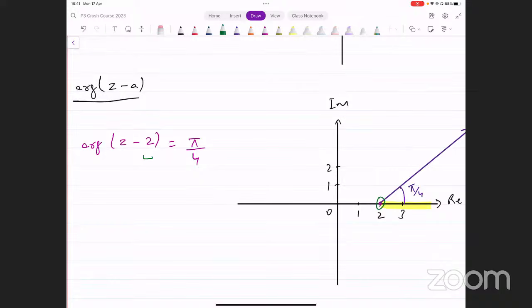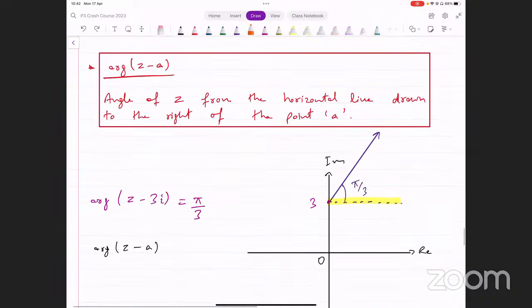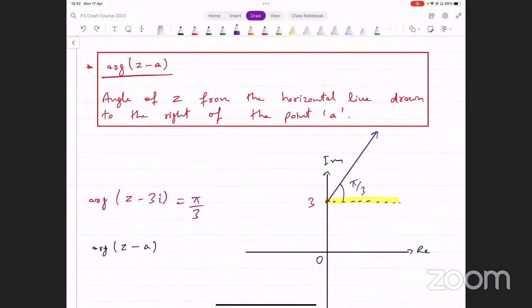The angle from the point 2, from the horizontal line at the point 2, should be equal to pi over 4. So the line that you draw here for the locus is going to be like this. This is the locus of all points which are at an argument of pi over 4 from the point 2. In general, this is how it looks. Argument of z minus a. How do you interpret this? It is the angle of z from the horizontal line drawn to the right of the point a. That is what the statement means.